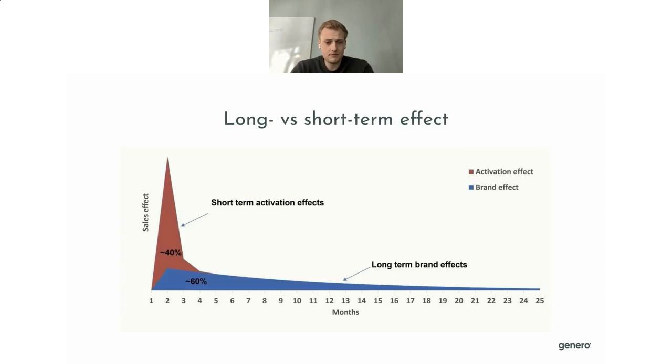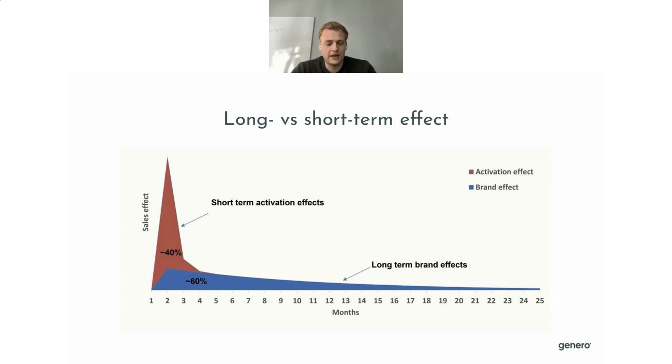So this is a study done by Facebook, now called Meta, about thousands of campaigns, measuring the overall effect of their advertising campaigns. They divided it into two separate categories: the short-term activation effects, the immediate ones, and the longer-term effect of improving the brand awareness of the brand. As you can see, the majority of the effect is actually generated over the long term.